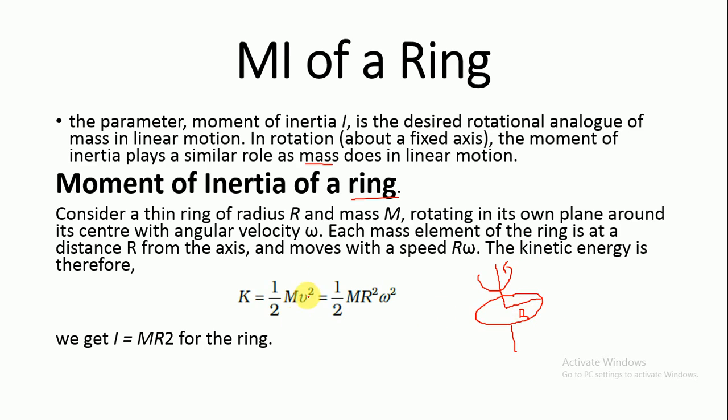Now if you substitute v here as r omega, you will get this expression. Omega is angular velocity. So we have got one new thing here, which is the rotational analog of mass, that is m r square. So I should write r square here. So I here is m r square. This is the moment of inertia of a ring, that is m r square.